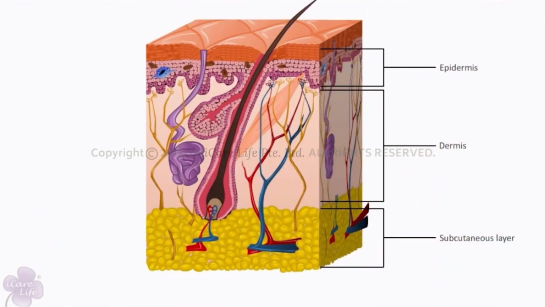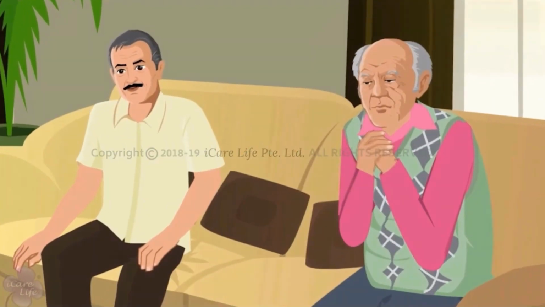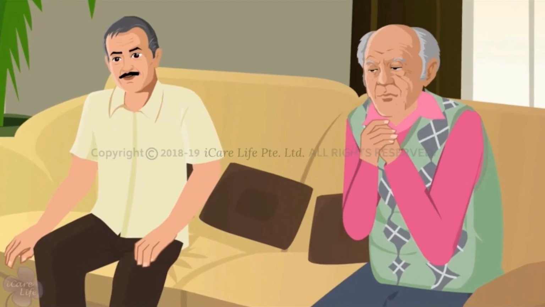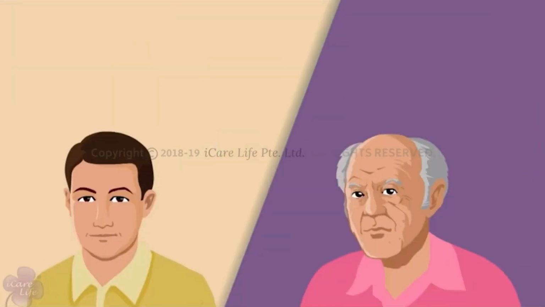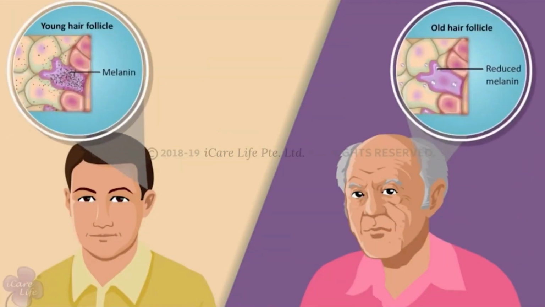The subcutaneous tissue under the skin plays an important role in the body's adjustment to temperature. With age, the natural insulation that subcutaneous fat provides is lost, causing the person to feel cold. As a person ages, the hair becomes sparse and grey. Hair turns grey because of the decrease in melanin production in hair follicles.